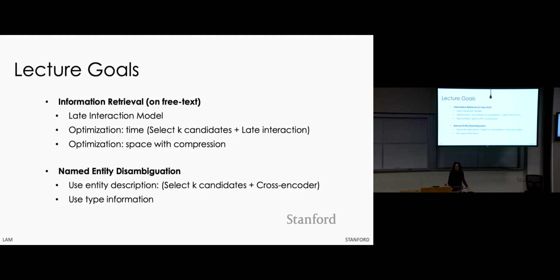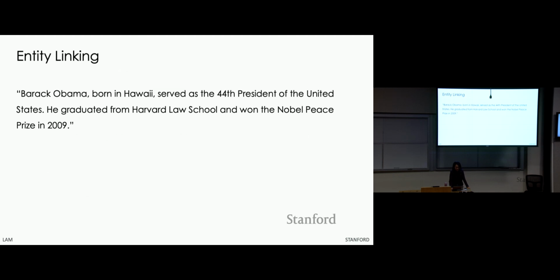And so let's take a look at the named entity disambiguation problem. So here is the idea. Suppose I give you something like: Barack Obama, born in Hawaii, served as the 44th president of the United States. He graduated from Harvard Law School and won the Nobel Peace Prize in 2009. So there are a lot of terms in a single sentence, and you want to know exactly who we are referring to, which Obama, and so forth.